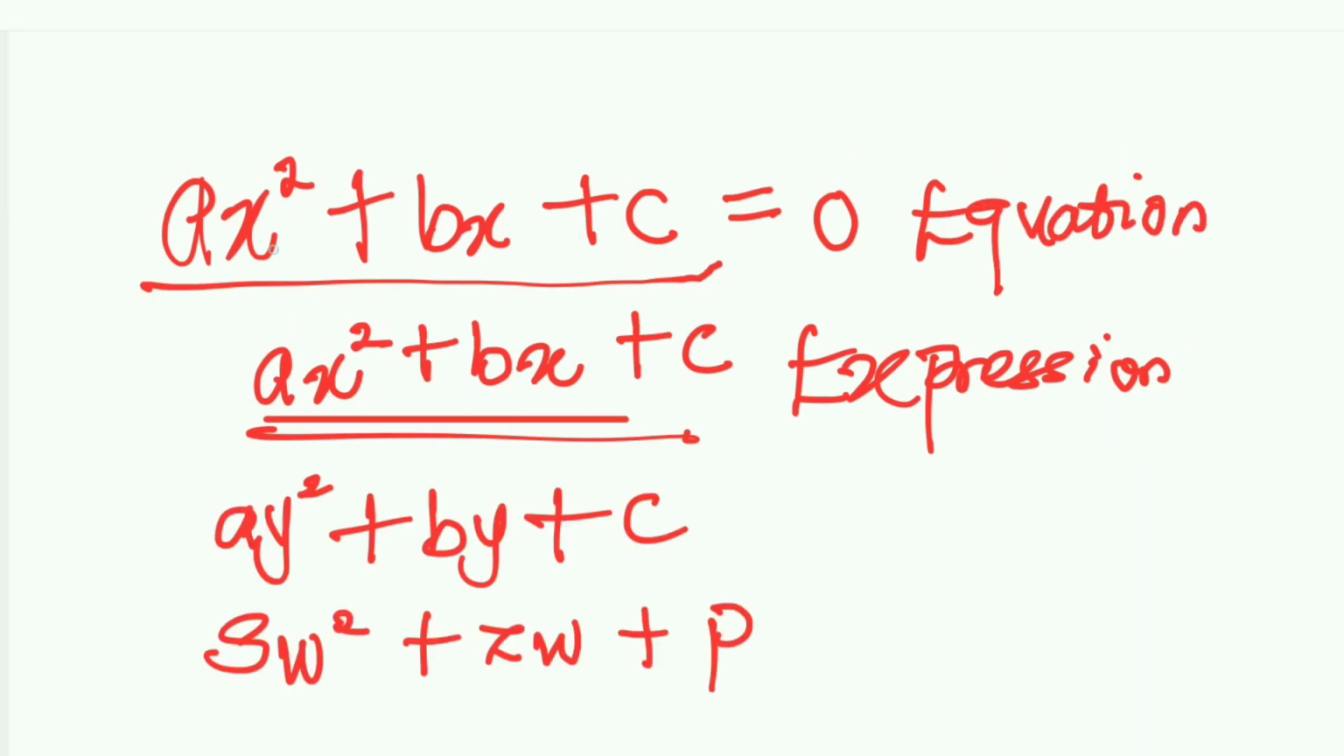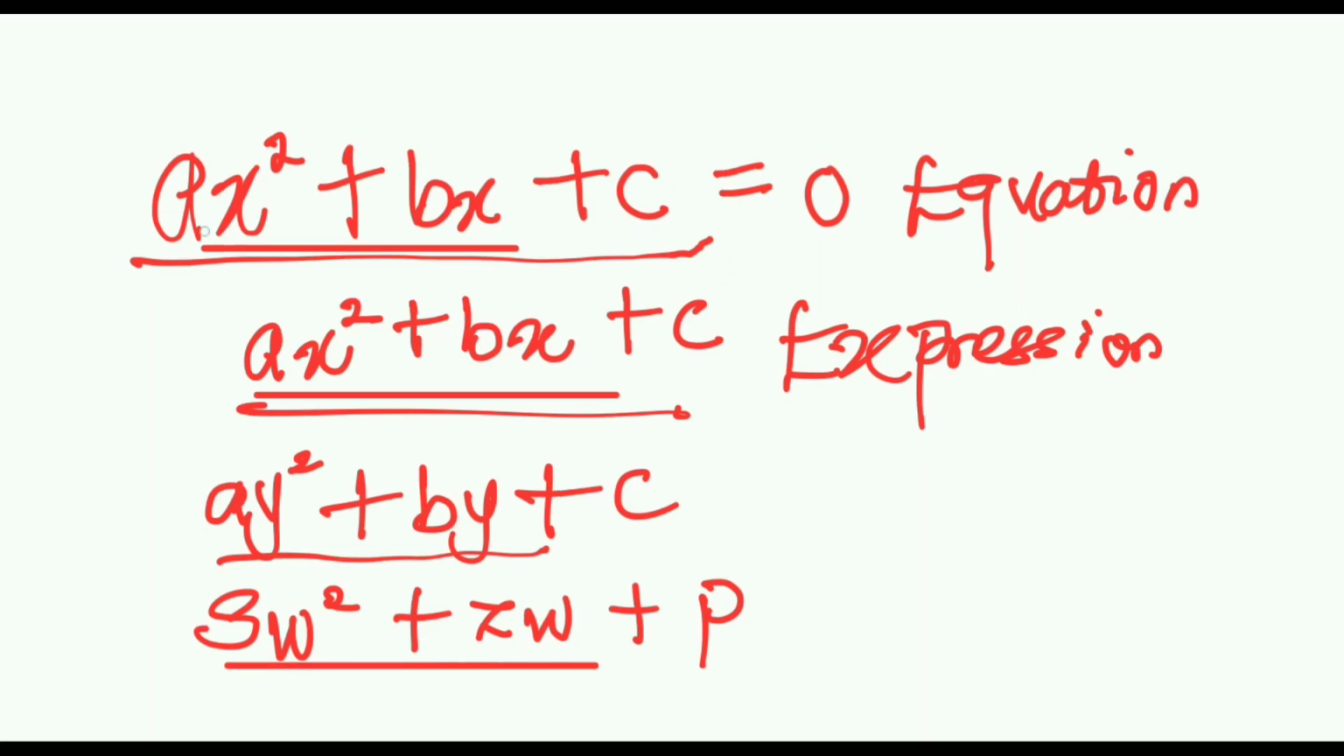Usually, you identify a quadratic equation by identifying the common variable. In this case, the common variable here is x. And so we say this is an equation in terms of x. The common variable here is y. We say that is an expression in terms of y. This is an expression in terms of w.